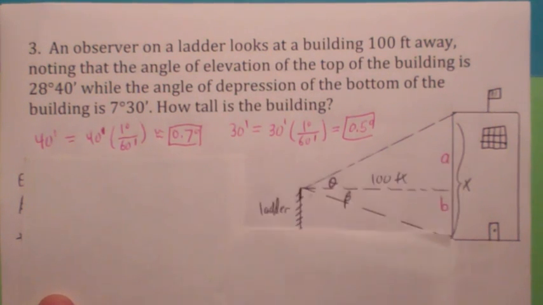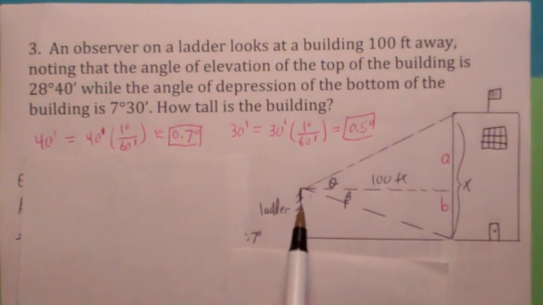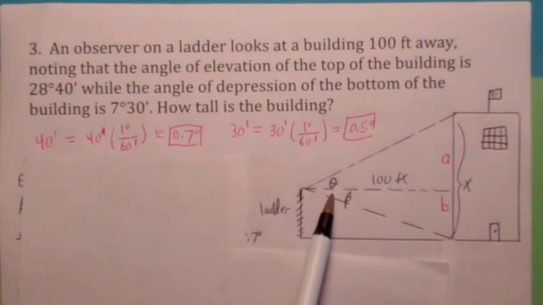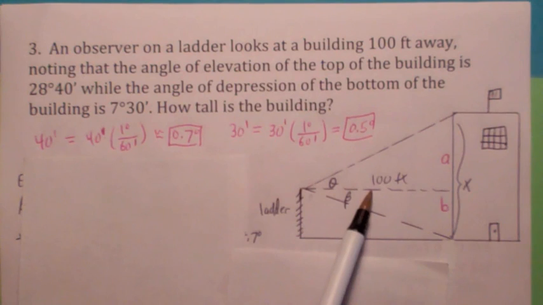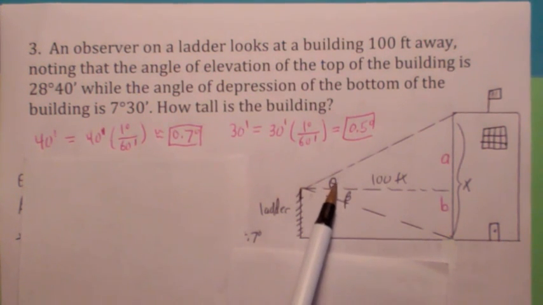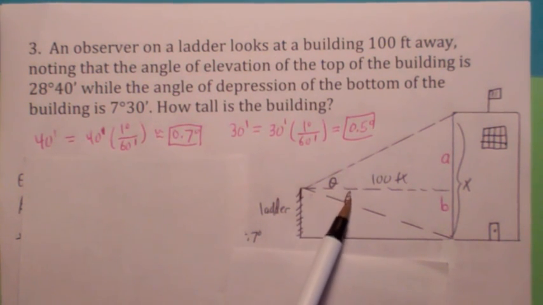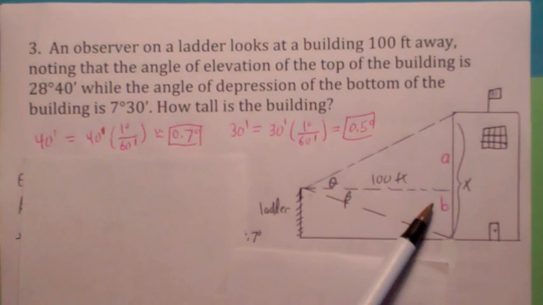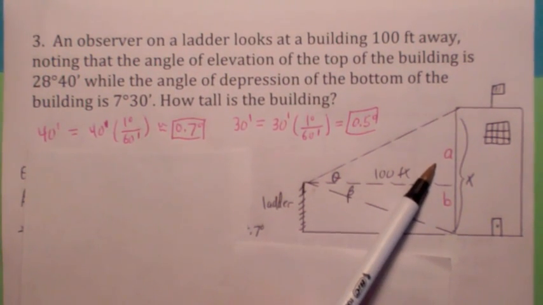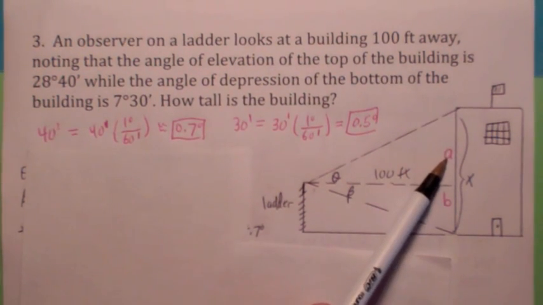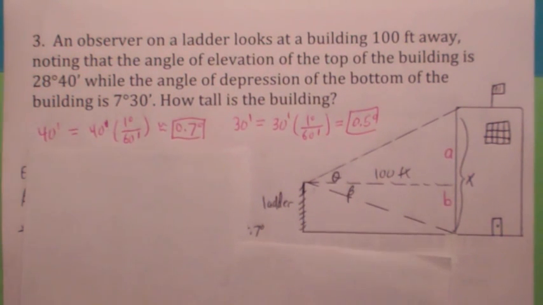Okay, so for this particular problem, what's going on is you're climbing up on this ladder right here and you're 100 feet from this building, and the angle of elevation to the top of the building, that's what we're calling theta, is 28 degrees 40 minutes. And the angle of depression, that's the angle below the horizontal to the bottom of the building, is 7 degrees 30 minutes. And you want to find the height of the building. This is a case where it might be nice to introduce other variables. Let's call this part A and this part B. So x equals A plus B, right?